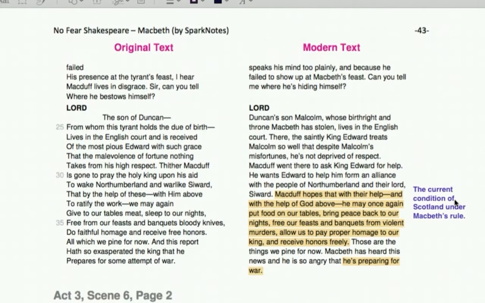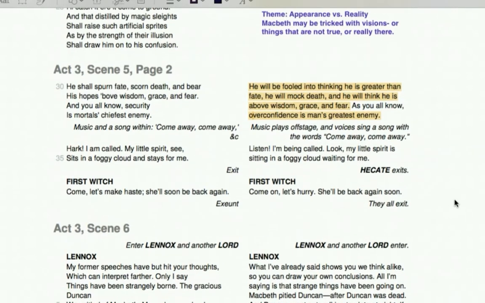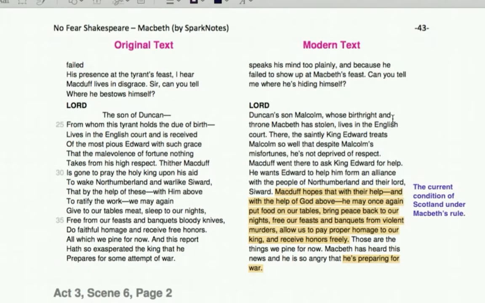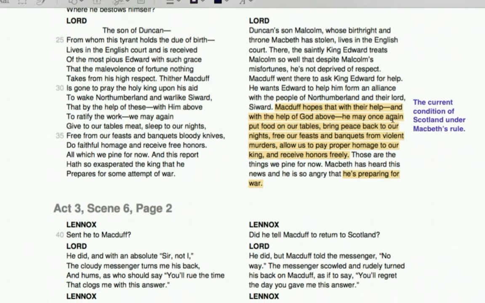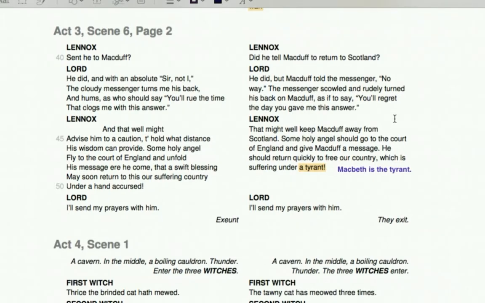And if I bring us back to the previous scene, scene 6, his downfall, according to Hecate, is going to be believing that he can mock death and that he has nothing to fear. His overconfidence is going to be his greatest enemy. And at this point, at the end of Act 3, Macbeth believes that if Macduff is going to come against him, is going to fight against him, Macbeth will be able to win. So this brings us to the end of Act 3. I want us to talk about Macbeth's possible downfalls.